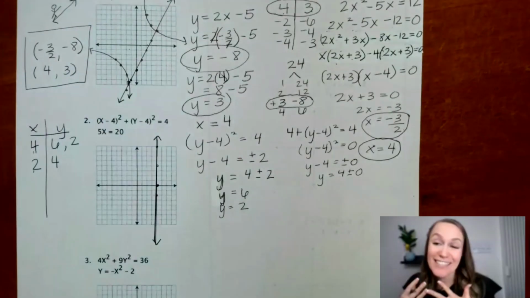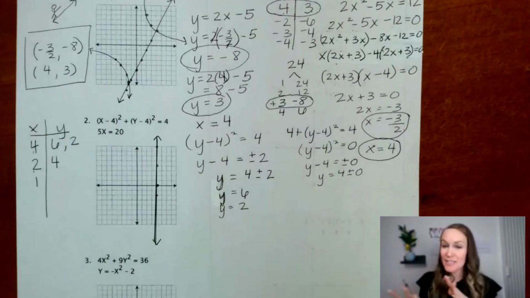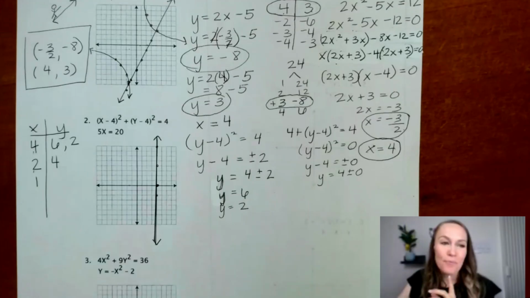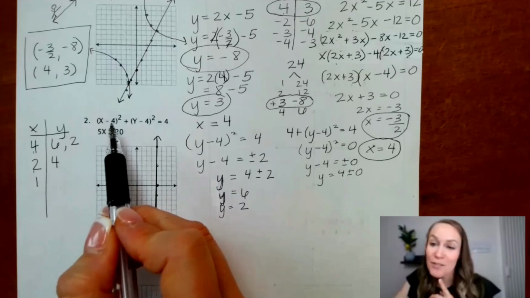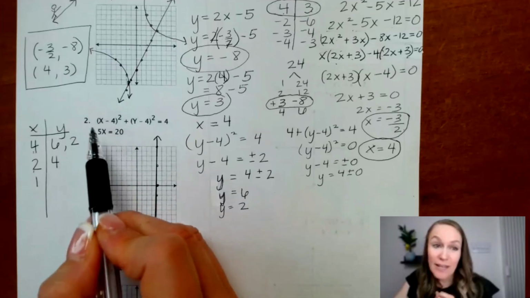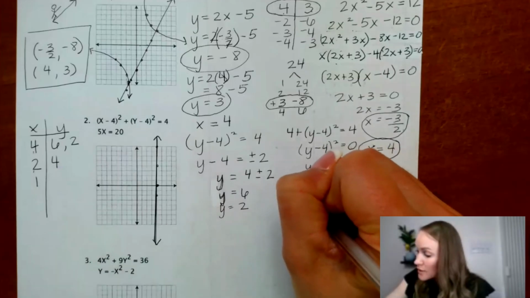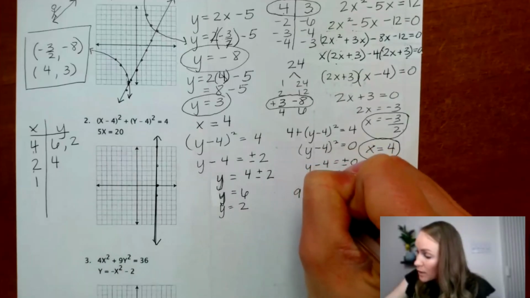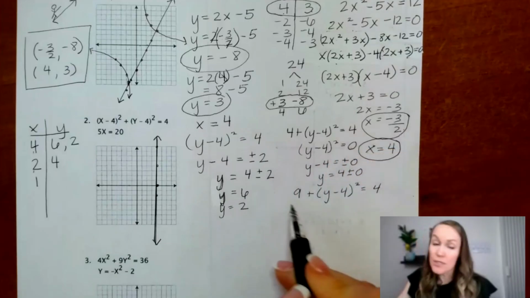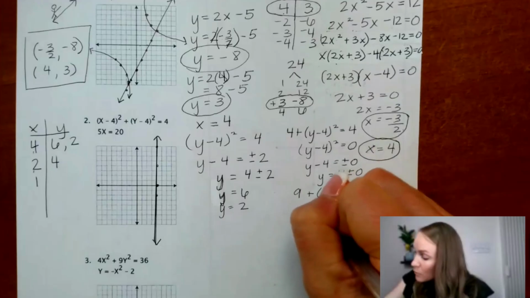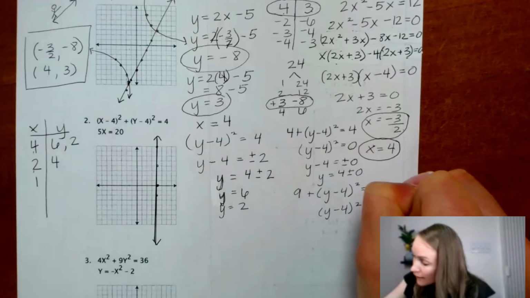Now we're going to plug in x equal to 1, because we don't know what this graph is doing yet. So I'm going to plug in x equal to 1. I get 1 minus 4 is negative 3. Negative 3 squared is 9. So then I get this situation: 9 plus y minus 4 squared equals 4. Now I'm going to subtract over 9, and I get y minus 4 squared equals negative 5.